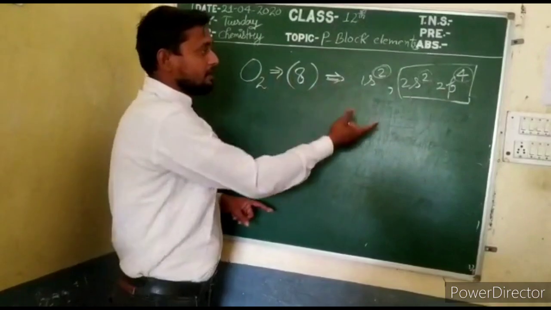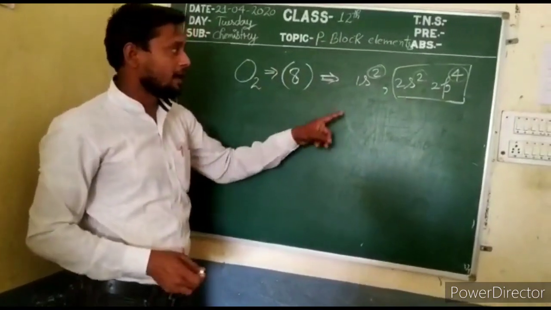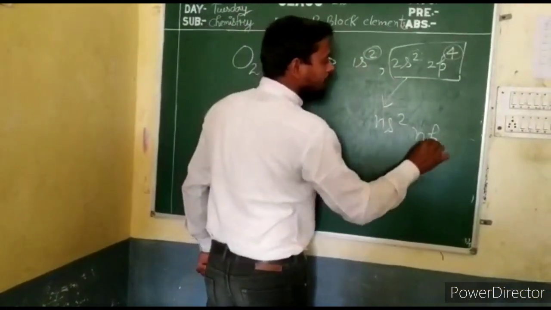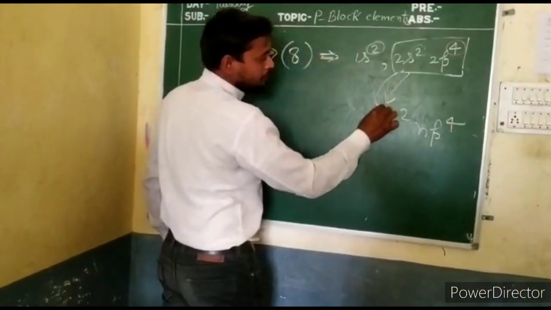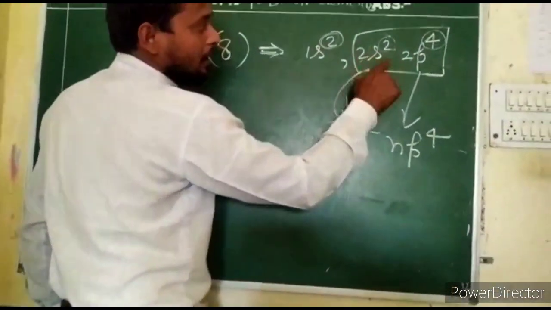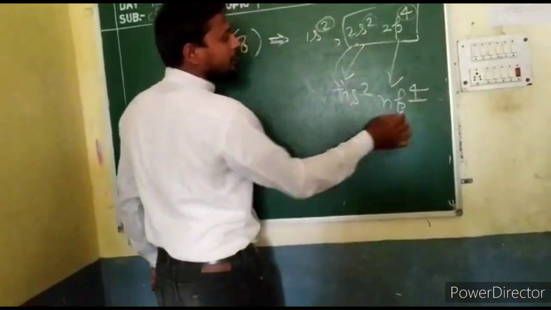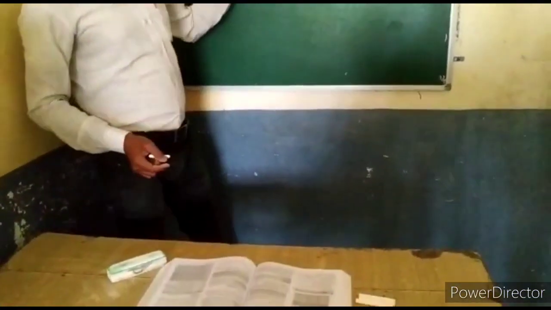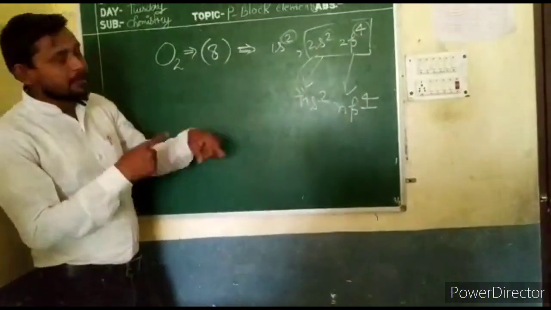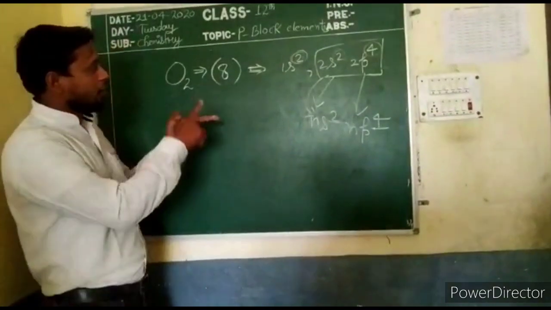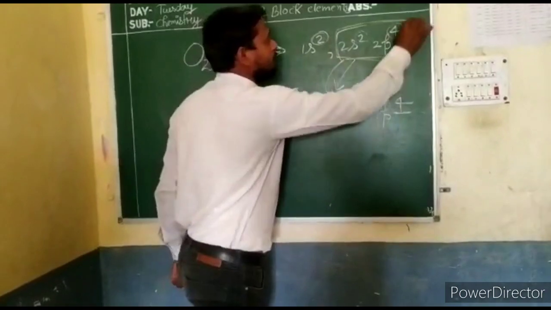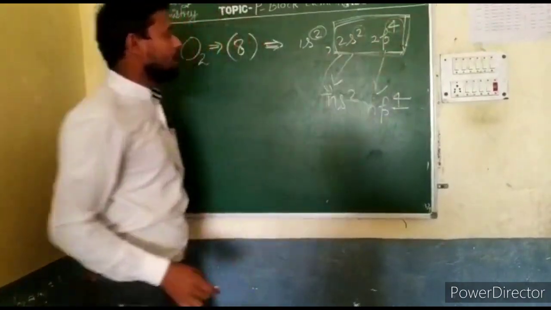Before this, I had written this formula as ns2 np4. These are the same things. Here n is the number of cells, and these are the number of electrons. So here we can say that most elements of this family belong to this formula. This group family belongs to this formula.